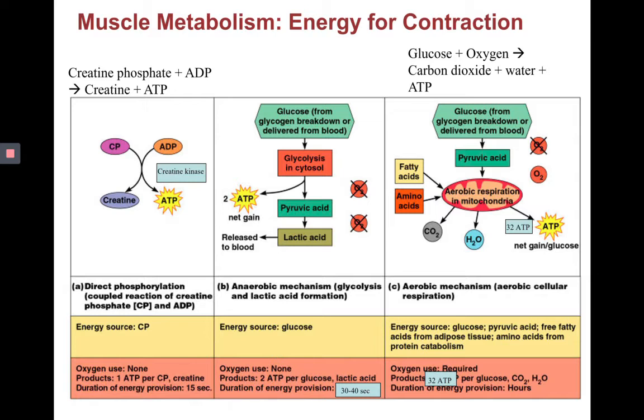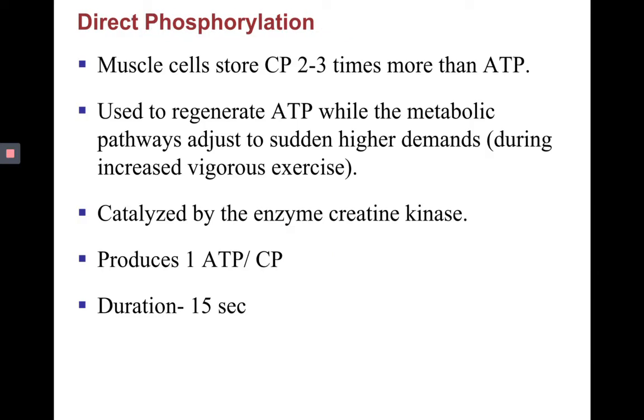phosphorylation that occurs. So it's great that cells have all these options, but the option called aerobic cellular respiration produces the most ATP, and even though it takes hours, it's still the most beneficial for creating readily available and usable energy that lasts longer. So let's look at each one separately again.